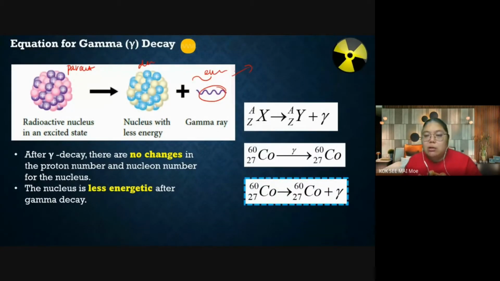Seldom does a calculation come out for the gamma. Only structure questions, and they ask you what happened. When this one changes to this one, then you need to say gamma is produced, because there are no changes of the proton number and neutron number. So this one is the answer for the third one, gamma ray.